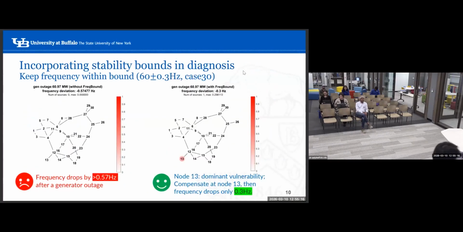And here's a toy example. On the left, on this small system, when a generator outage happens, if we do nothing, the frequency will drop by more than 0.5 hertz, which makes the system unstable. So then we bring a frequency bound into the system, limiting the frequency deviation to not exceed 0.3 hertz. Then a sparse optimization will recognize that we can make compensation at node 13 in order to make the frequency deviation bounded to our acceptable range. So the high-level idea here is that a very sparse, localized compensation can stabilize the entire system.